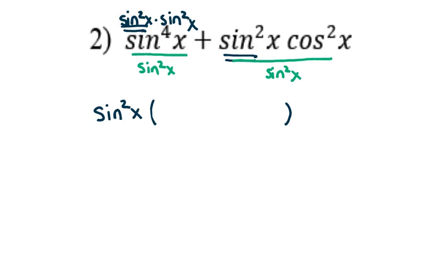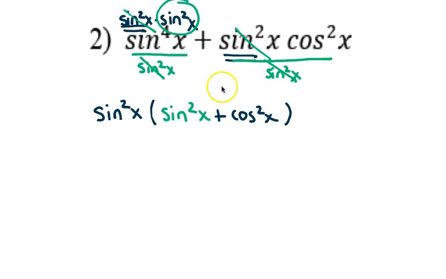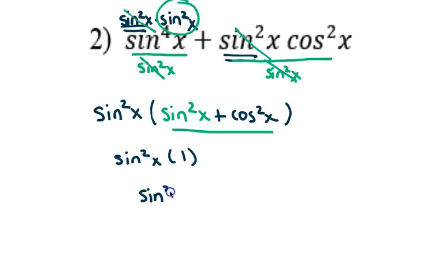So if we divide the first term by sine squared x, I'd be left with 1. Then we have plus, we divide the second term by sine squared x, I'm left with cosine squared x. And again, we see that Pythagorean identity. Sine squared x plus cosine squared x, that equals 1. So I multiply that, and I'm just left with sine squared x. Okay.